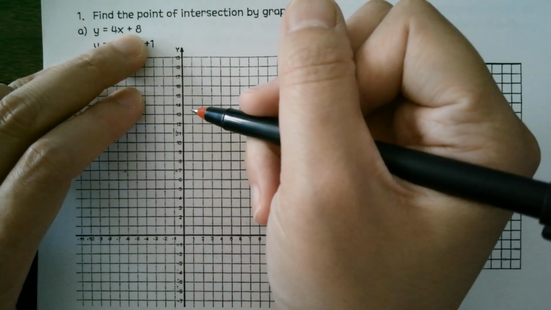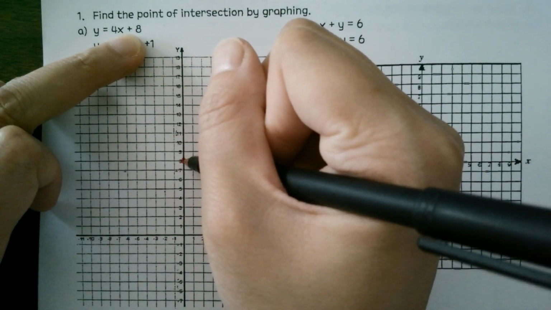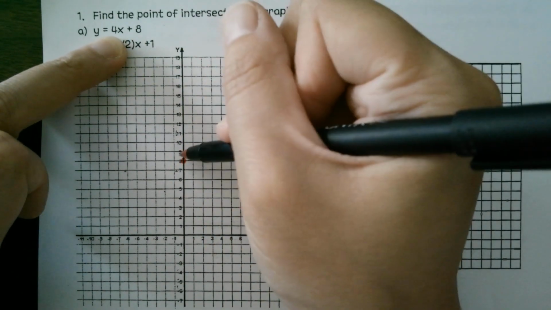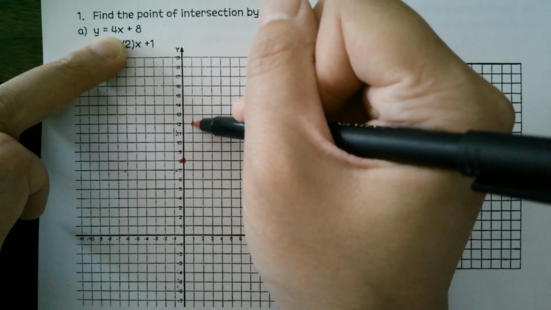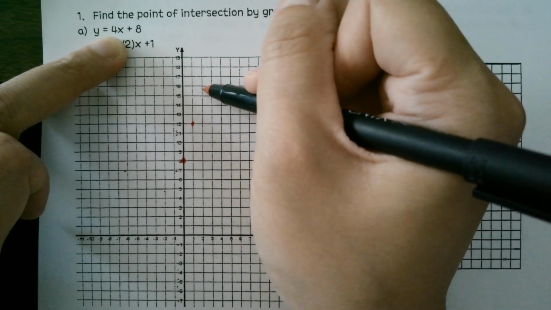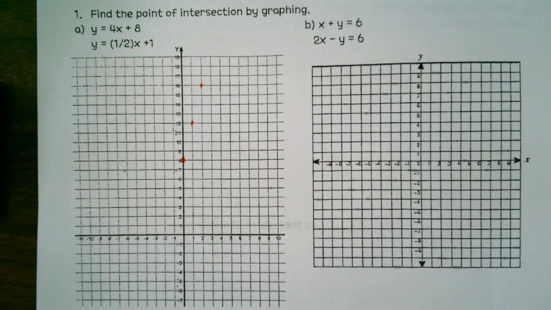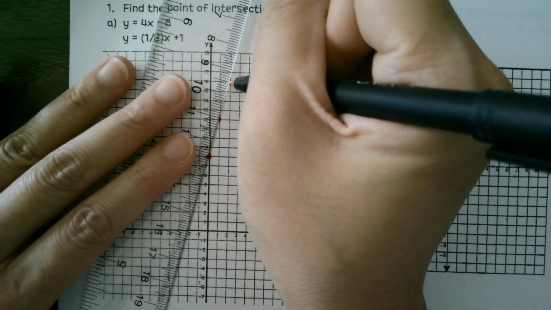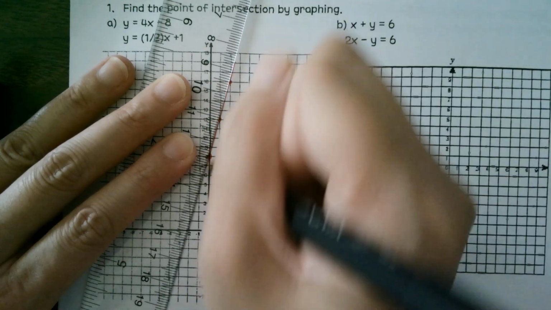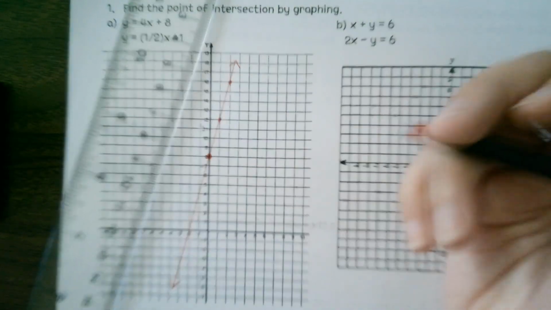So this one, my y-intercept is 8, so I'm going to plot this point right here, and the slope is 4, so up 1, 2, 3, 4 over 1. So like this. And then there's my line. Technically you only need 2 points to draw the line, but if you do a few more points, it's going to be more accurate.